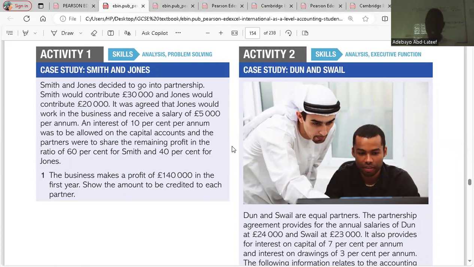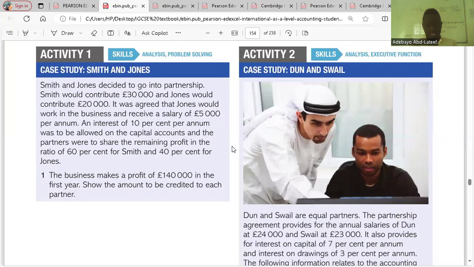So now we have to calculate the credit balances for Smith and Jones. For Smith, we have interest on capital, which is 3,000, and profit appropriation, which is 84,000. So the credit balance of Smith will be 87,000. For Jones, we have interest on capital, which is 2,000, salary, which is 5,000, and 56,000 as the share of profit. So the credit balance for Jones will be 63,000.